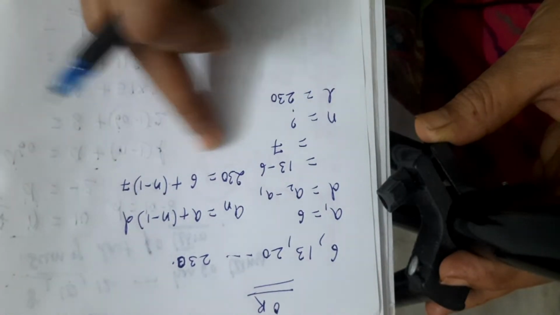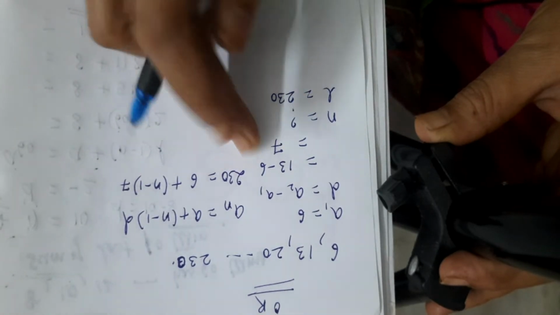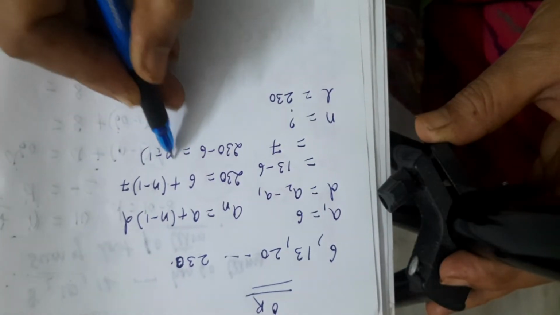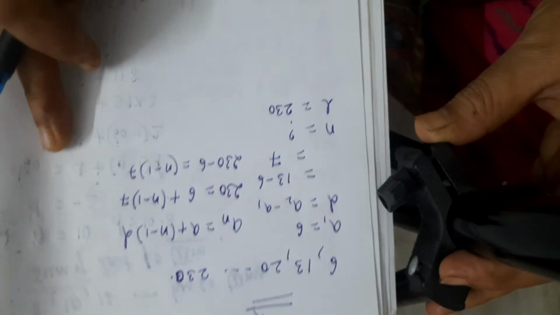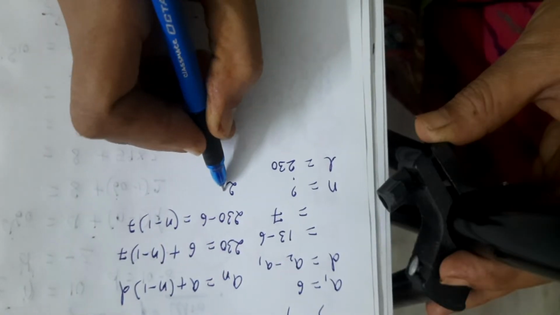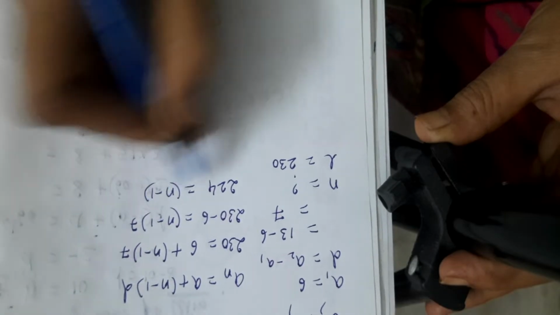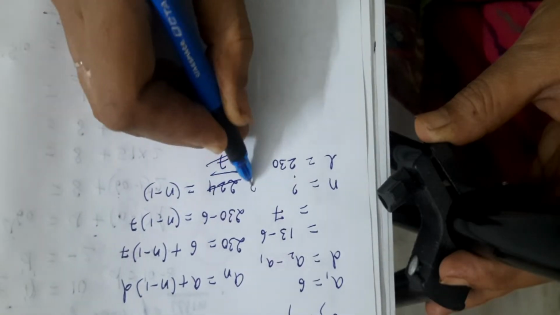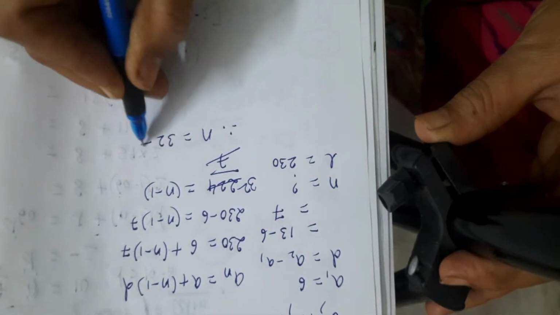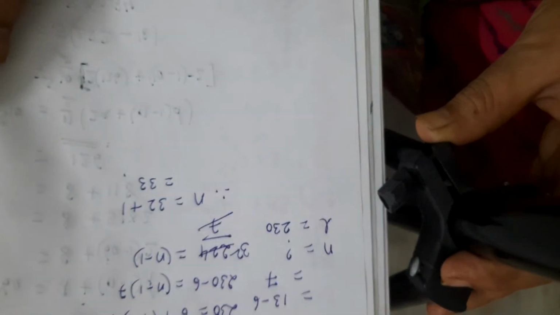Whenever you get questions in this way, first you shift the 6 to this side so that you can get a perfect value. Thus it is 230 minus 6 is N minus 1 multiplied by 7. Now 230 minus 6, it's 224 is equal to N minus 1, shifting 7 to division. 7 3s are 21, 7 2s are 14. Thus N is 32 plus 1. So it's 33. We got the value of N.